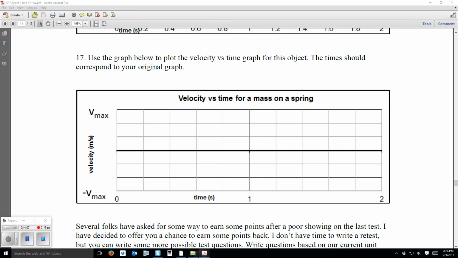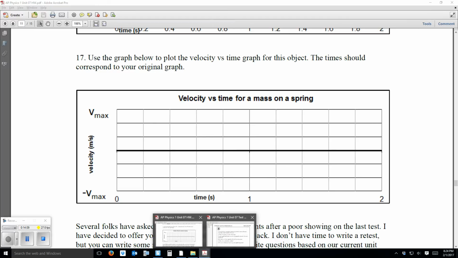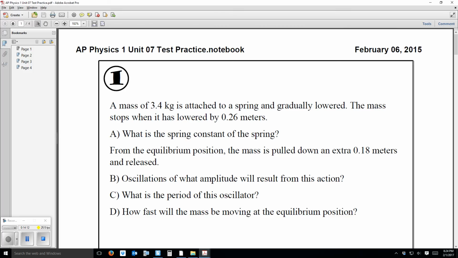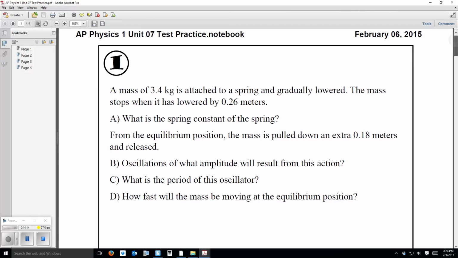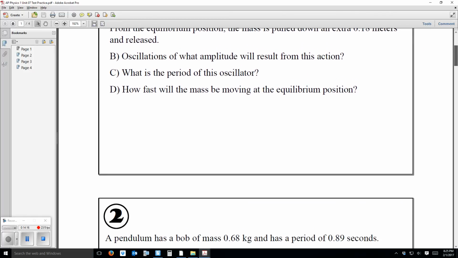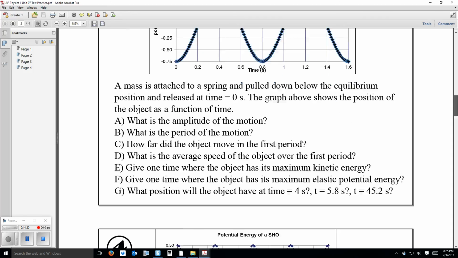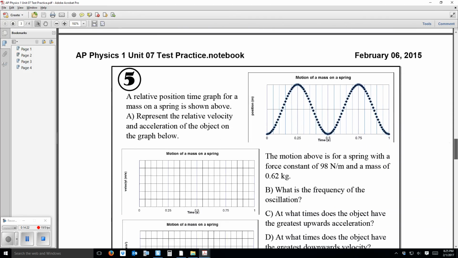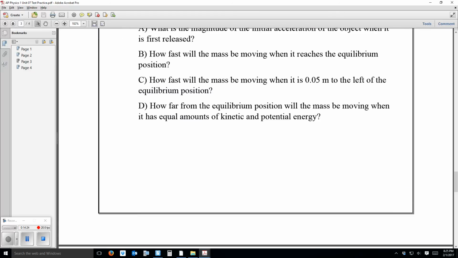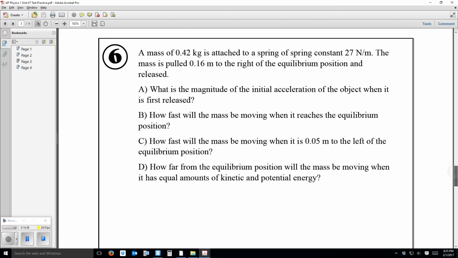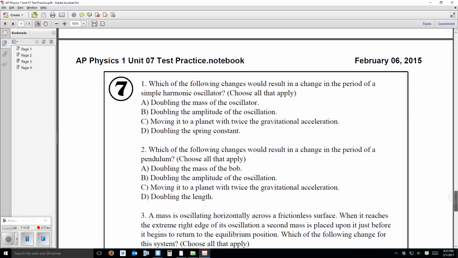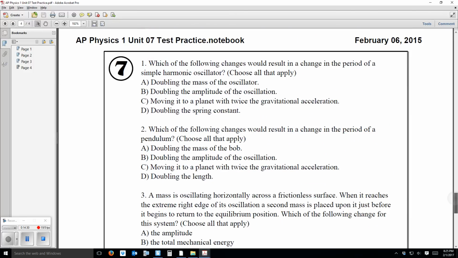These are always good. Some of these are problem-based calculations, but there's at least a couple. There's a graph one. There's another graph one. There's a third graph one. Graphs might be important on this test, I'll just go ahead and say it. But this number 7 has got some of those concept ones. Which of the following changes result in a change of period of a simple harmonic oscillator? Choose all that apply. Remember, simple harmonic oscillator just means the spring, not necessarily a pendulum.